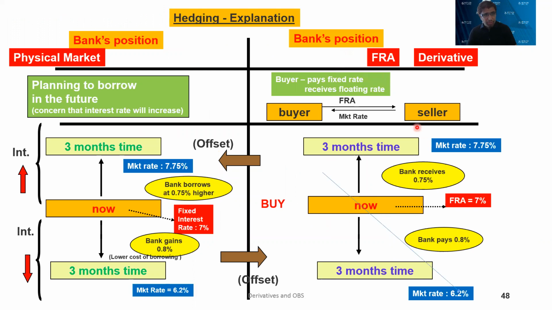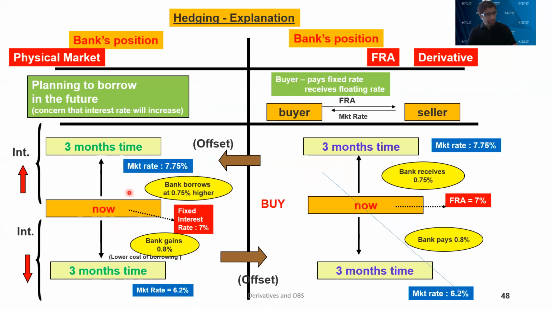You have here a physical position, and this is your physical market. And this is your bank position, a derivative market. Don't worry about all those numbers. Assume it is 7%. Please ignore this area first of all, and let's talk about this area. Now, the rate is 7%, so you make a contract. In the future, after 3 months, either the interest rate will go up or it will go down. If it goes up, it could go to 7.75%. If it goes down, it could go to 6.2%.